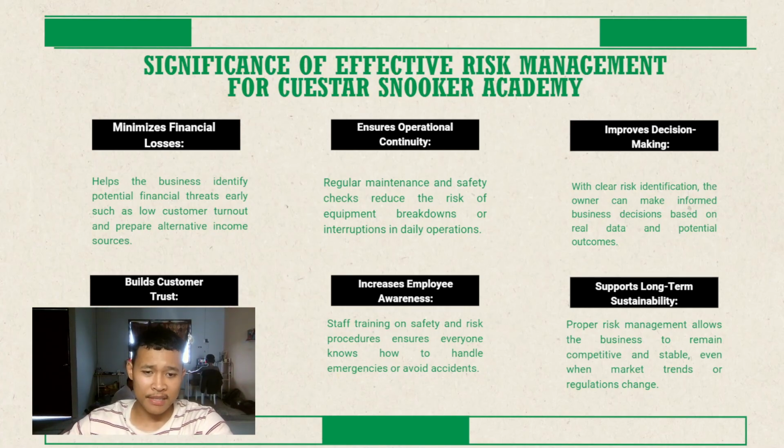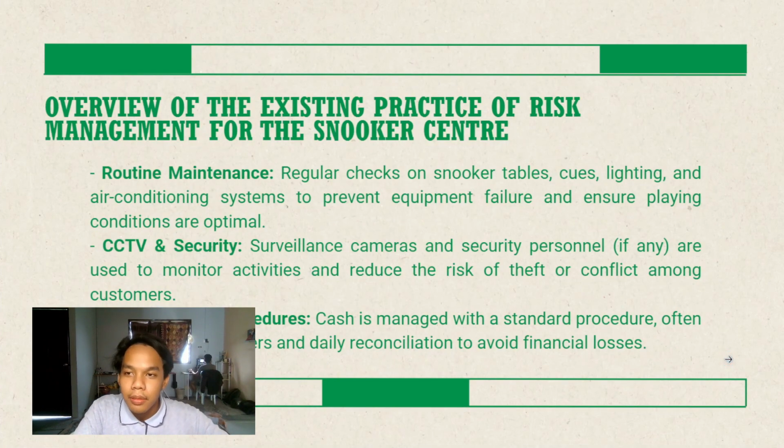Everyone knows how to handle emergencies or prevent accidents, which keeps both employees and customers safe. Lastly, effective risk management also supports long-term sustainability. By staying prepared for market changes or new regulations, Q-Star Snooker Academy can remain stable and competitive in the long run.